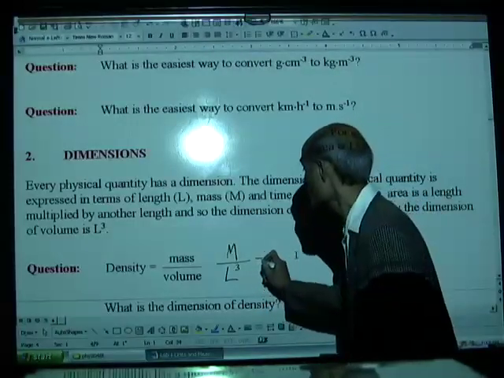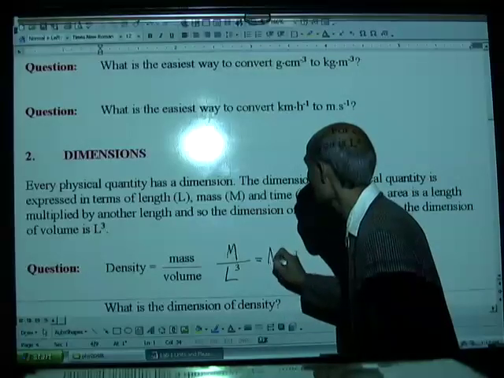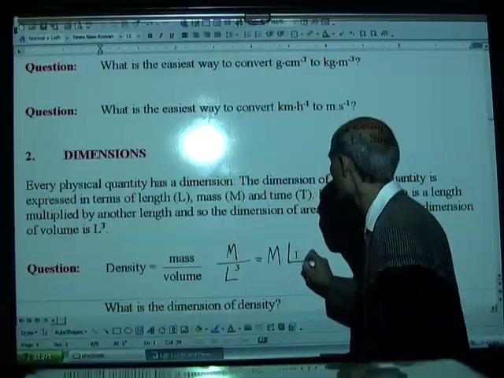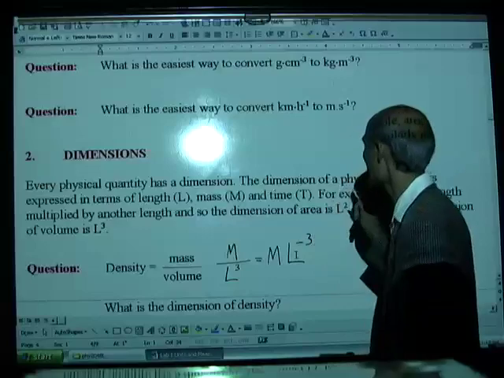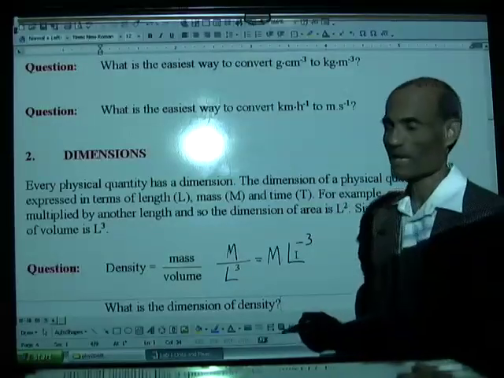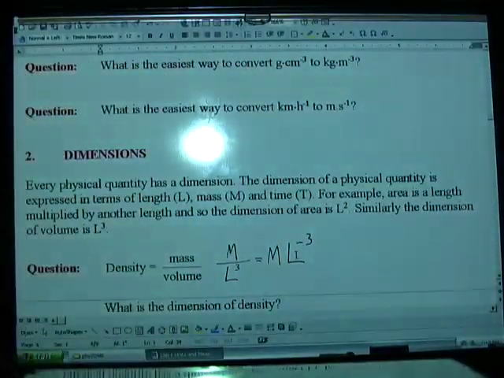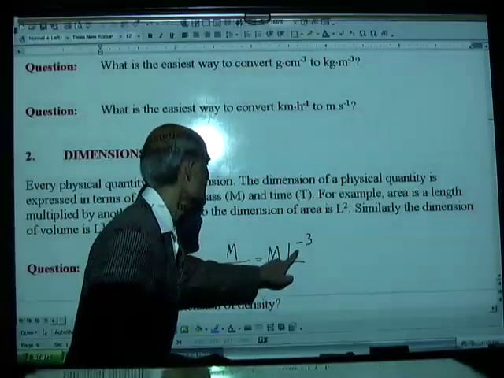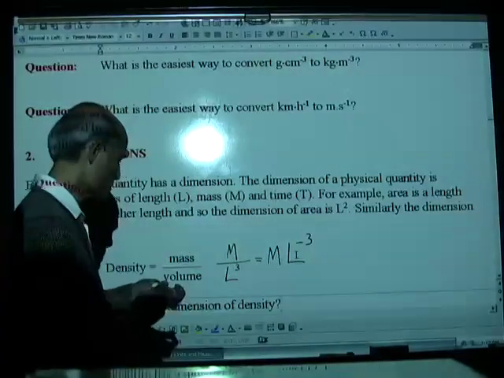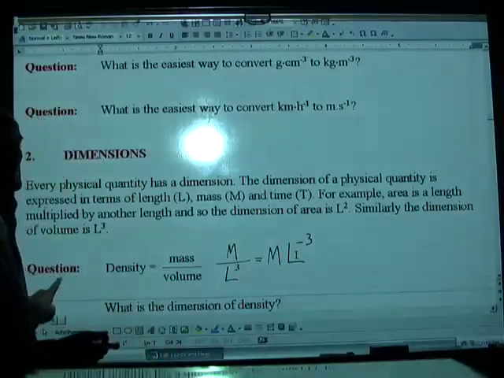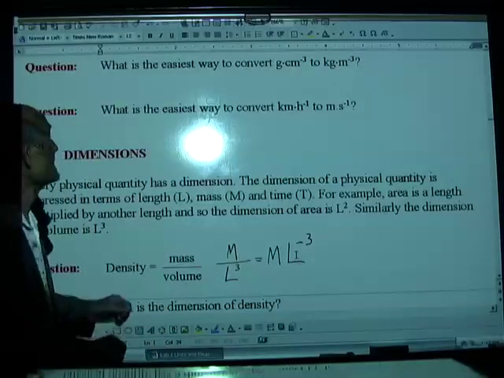Not quite. You must write the dimensions like this. That will be M times L to the power of -3. That is how the dimension should be written. M times L to the power of -3. All right? There's nothing in here. M times L to the power of -3 is the dimension of density.